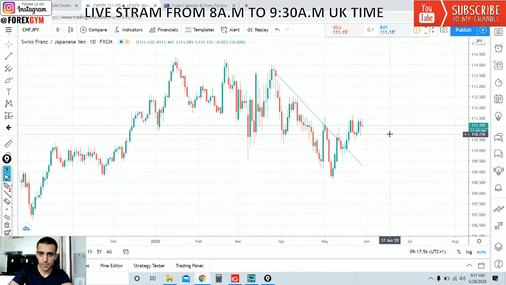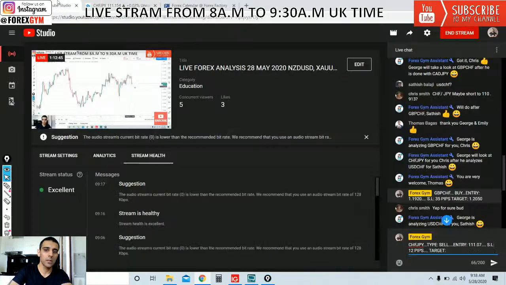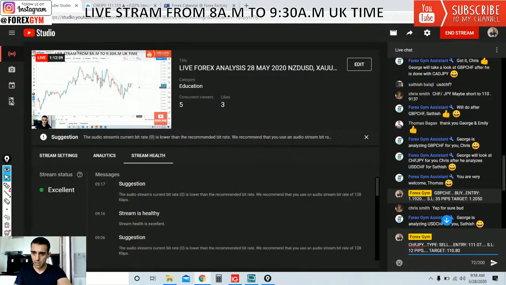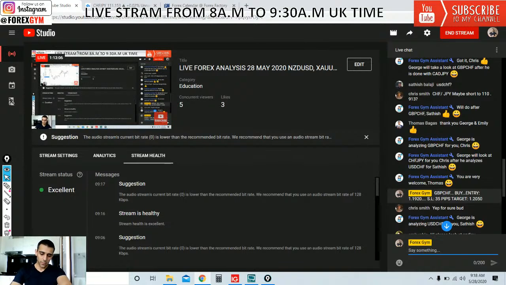Let's see. Yeah, 110.80. So that will be 110.80, but we need to wait for the price to demonstrate a bit more strength on that one. So these are those Japanese yen.